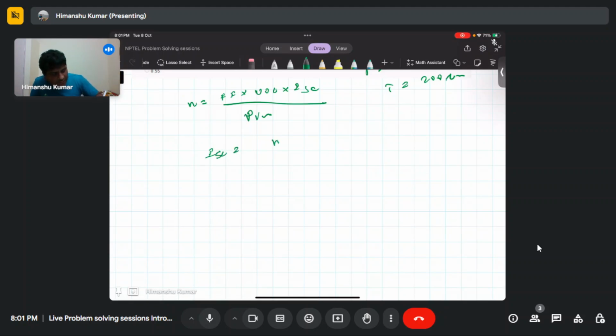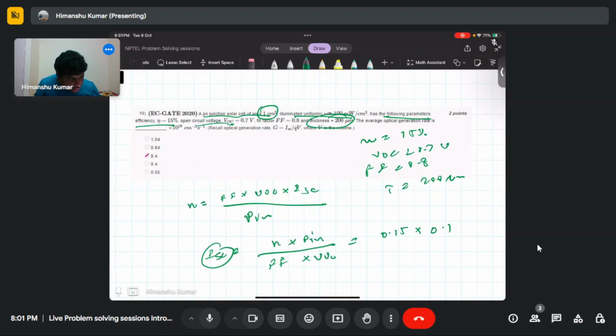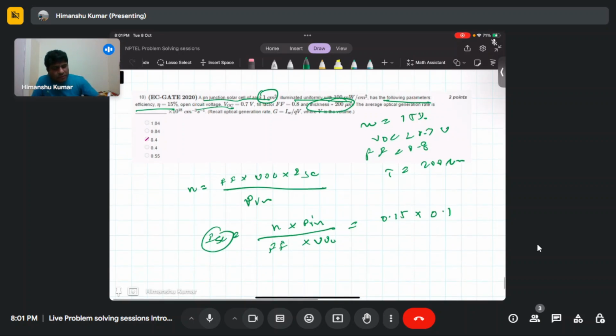So that is efficiency times power input divided by fill factor times VOC. So this many number of electrons will get generated. If you put the efficiency as 0.15 times the power input, the input power is given as 100 milliwatt per centimeter square. So 100 milliwatt per centimeter square times the 1 centimeter square, you will get around 0.1 watt.